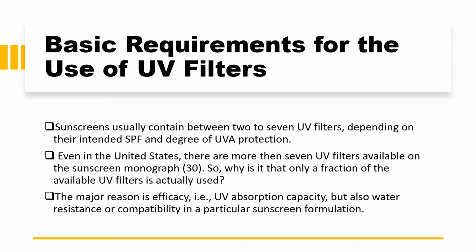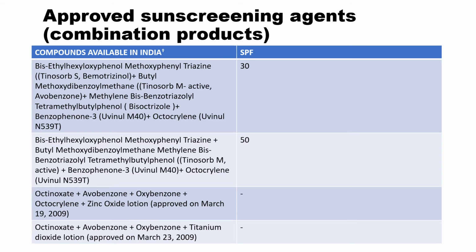Now, the complexity is not only limited to efficacy, but patent constraints are also there for sunscreens. Now, I will quote a few examples of the compounds which are available in India and approved as sunscreening agents. You can see these are combination products. For example, you will see avobenzone, biscotrizole, octocrylene, bemotrizinol.